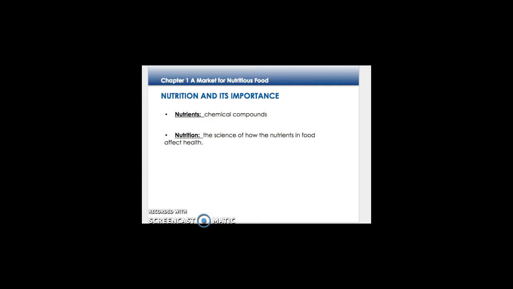Nutrients are essential to the body because they help maintain, generate, and repair tissue. In order to maintain optimum health, we need to provide our body with the most nutrients on a daily basis. Now, nutrition, on the other hand, is the science of how the nutrients in food affect our health. It includes the study of how the human body ingests, digests, absorbs, transports, and metabolizes foods. Nutritionists are scientists who examine why people choose the food that they do.